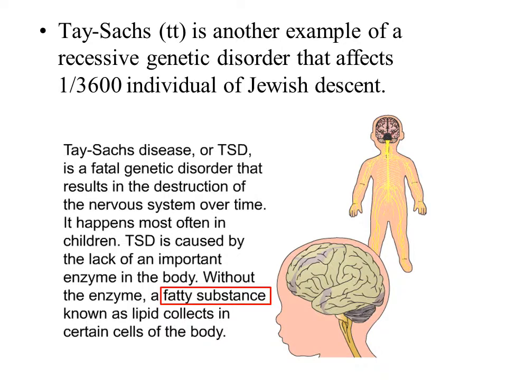Another genetic recessive disorder is Tay-Sachs. If you have Tay-Sachs, we would write your genotype as little t, little t. If you have Tay-Sachs, you're probably of Jewish descent. It affects 1 out of 3,600 individuals of Jewish descent. This disease is going to affect the central nervous system.